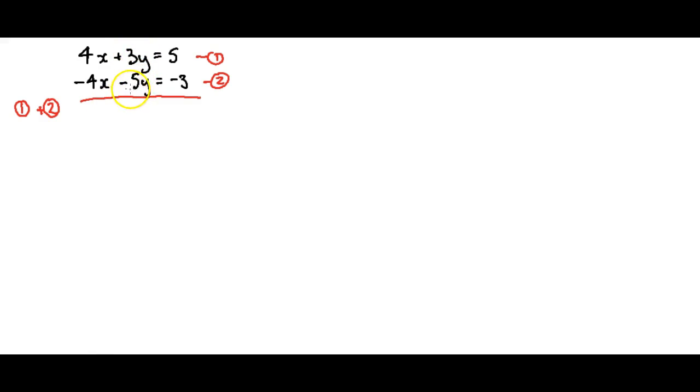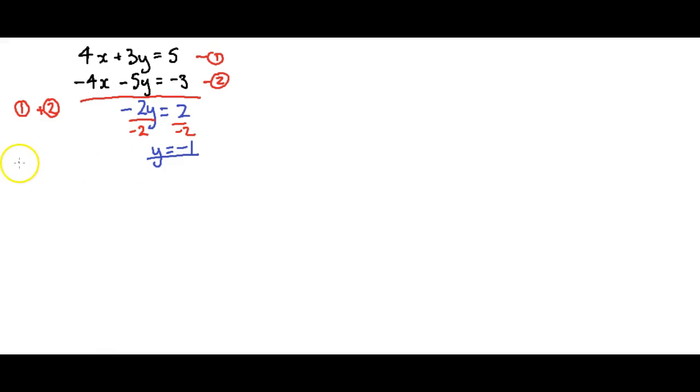3y plus minus 5y, a plus and a minus is a minus. So 3y minus 5y is minus 2y, is equal to 5 plus negative 3. A plus and a minus can be replaced with a negative. 5 minus 3 is 2. To get y by itself, we divide by negative 2 and show our working. You can see the negative 2's cancel, leaving y equal to negative 1.